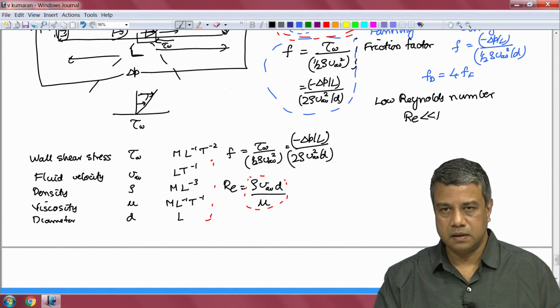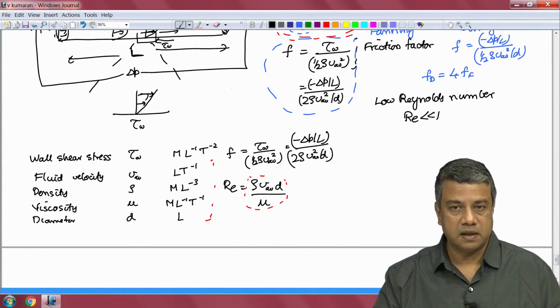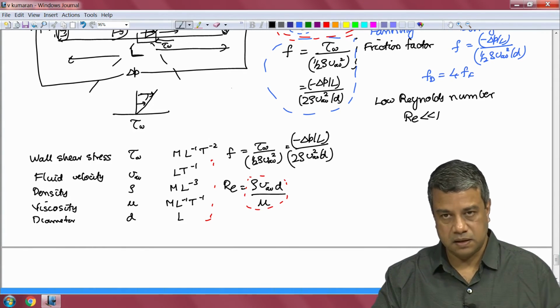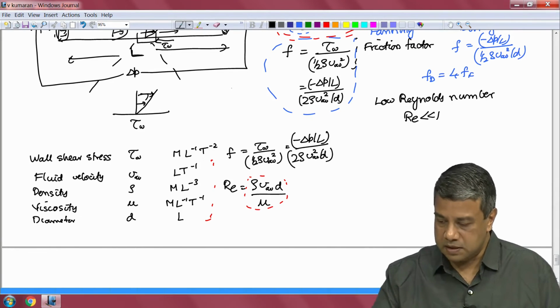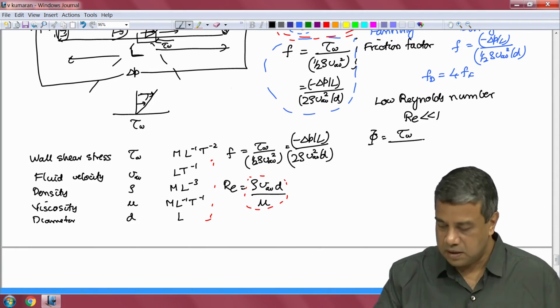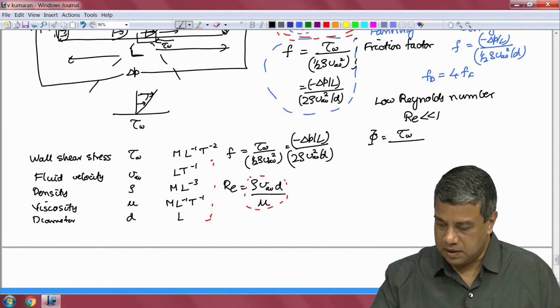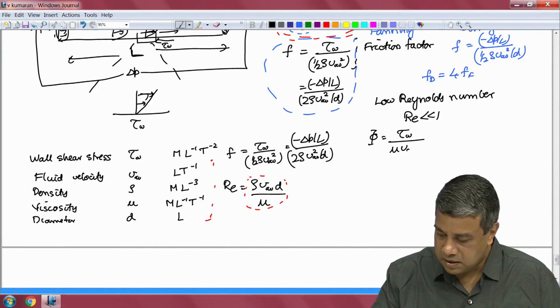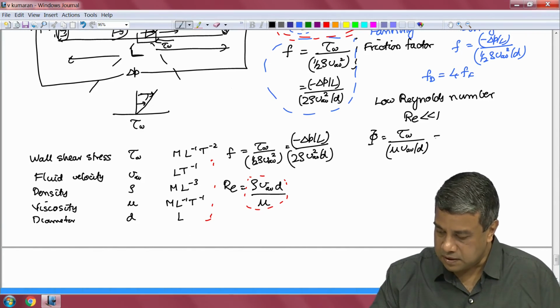Inertia cannot be important. Therefore, the only mass dependent parameter you have to scale the wall shear stress is the viscosity. And you can define a dimensionless group as the wall shear stress divided by a quantity which has the same dimension as the right side of Newton's law of viscosity. This has to be equal to a constant.